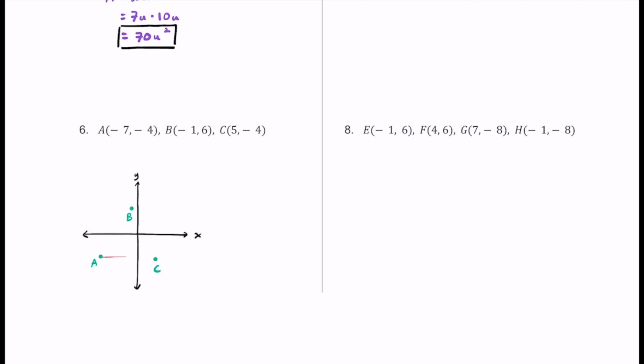Now it looks like A and C are going to create the base for this triangle because they have the same y-coordinate of -4, and then B is going to be the highest point of this triangle, so that'll help us out with the height.